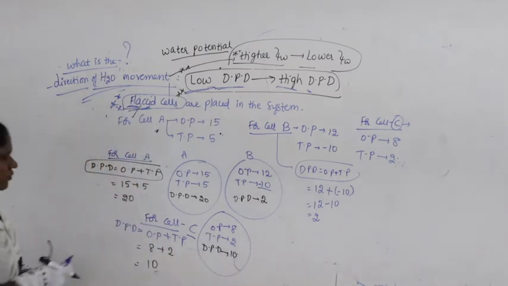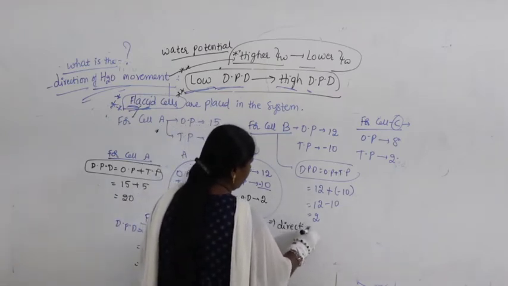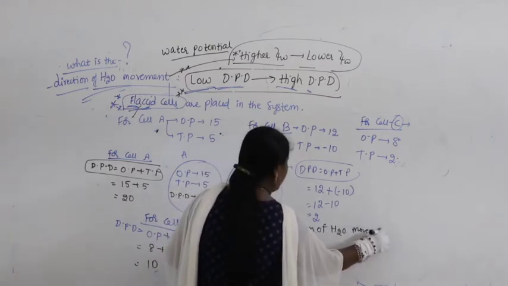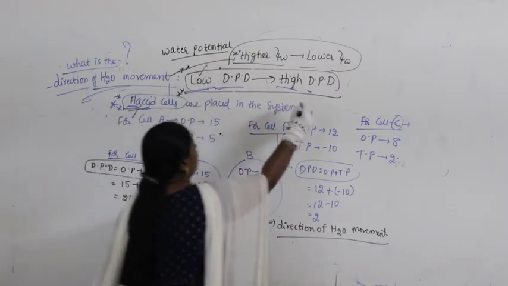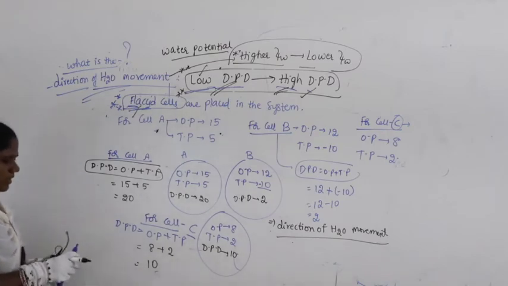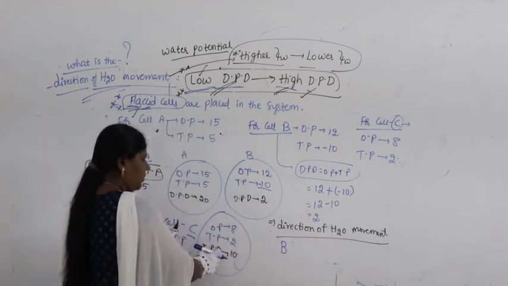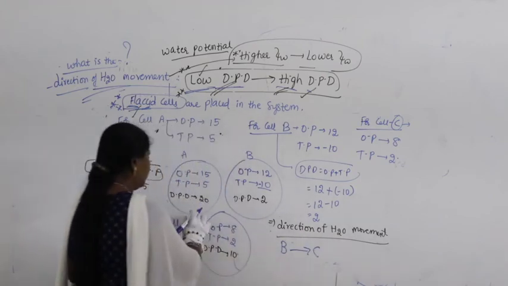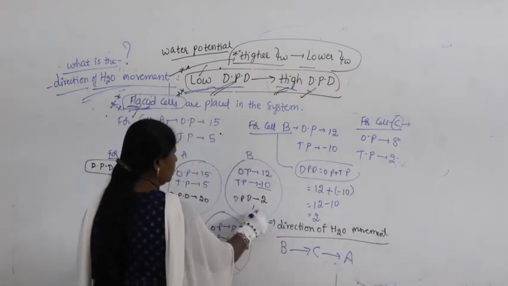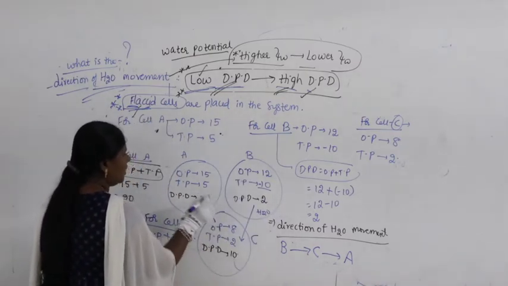Now what is the direction of movement here? Now you can see direction of water movement. Where to where does it occur? It always occurs from low DPD to high DPD. It occurs from low DPD to high DPD. So which is the low DPD here? Low DPD means B here. Next, C here. Next, high DPD means A will come here. So the direction of movement of water is from B to C and again from C to A here.